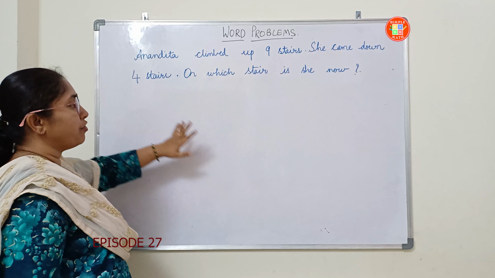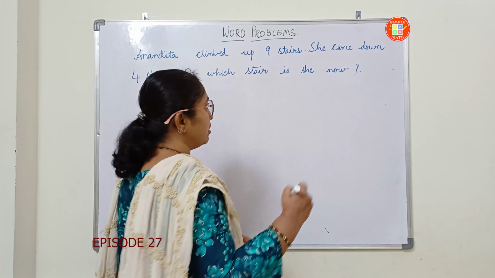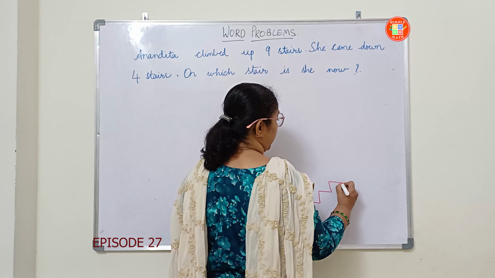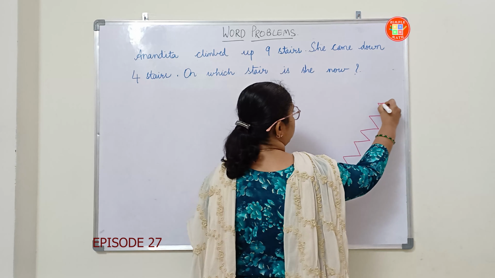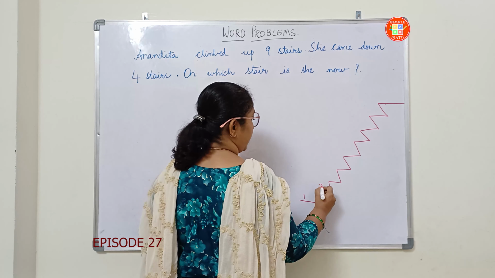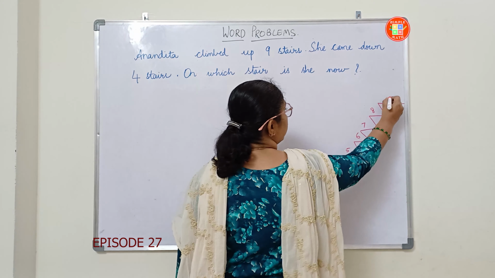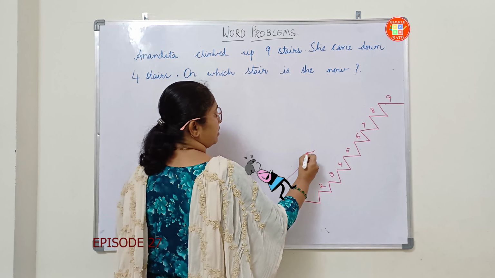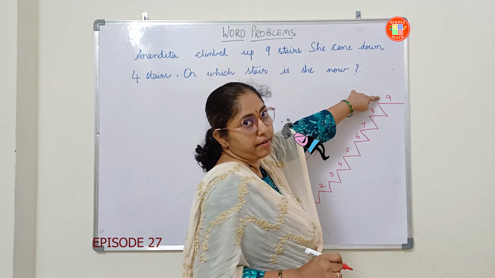So let's imagine, for your understanding, I will draw 9 steps here. So 9 stairs. 1, 2, 3, 4, 5, 6, 7, 8, 9. We'll number them. Anandita climbed up 9 stairs. Now she is on the 9th stair.